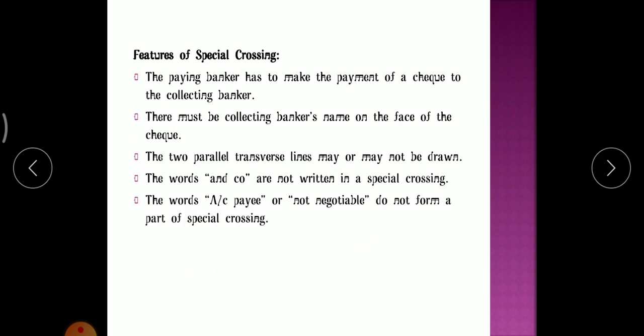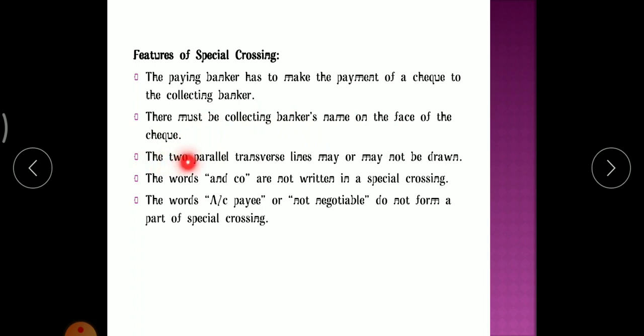Don't get confused between general crossing and special crossing. Okay, features: the paying banker has to pay the payment of the check to the collecting banker. Here also, the same thing. The paying banker has to pay the payment of the check to the collecting banker. There must be the collecting banker's name on the face of the check.